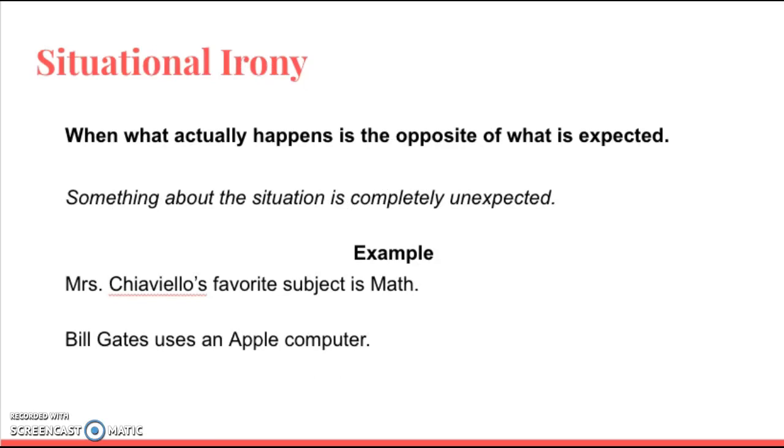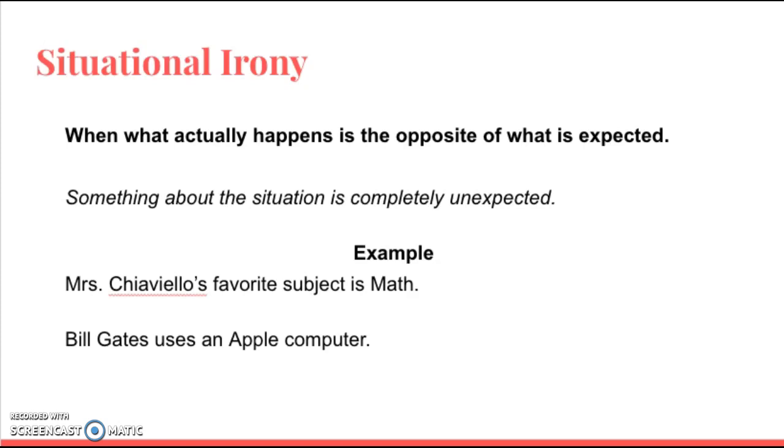Situational irony is where whatever happens is the opposite of what we expect to happen. So like Mrs. Chiavello is an English teacher, but her favorite subject is math. We wouldn't expect that. That would be situational irony. Bill Gates is the founder of Windows, and if he used an Apple computer, that would be the opposite of our expectation.